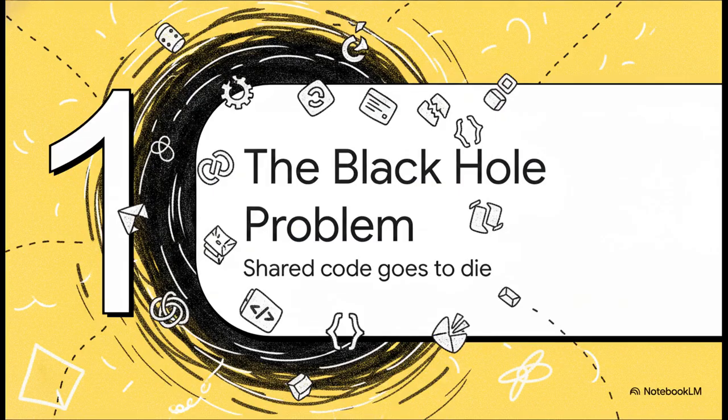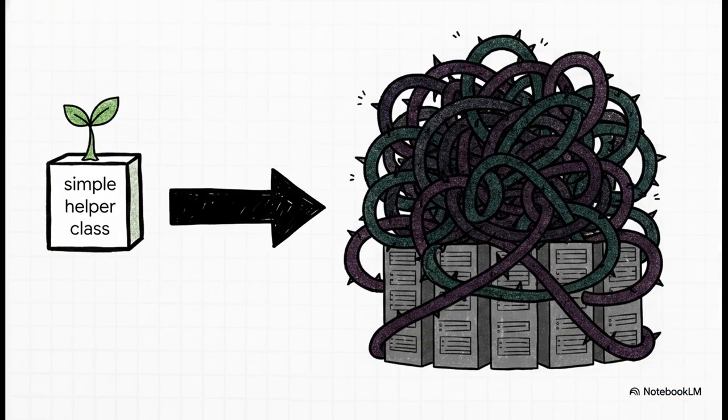Section 1, the black hole problem. We're starting with something every developer knows intimately, that one shared project where code just goes to die. You know how it goes, right? It always starts innocently enough. You have a single helper class, maybe a simple string formatter. You write a really neat piece of logic, you realize another feature needs it, and boom, you pull it into a shared library. Totally reasonable.